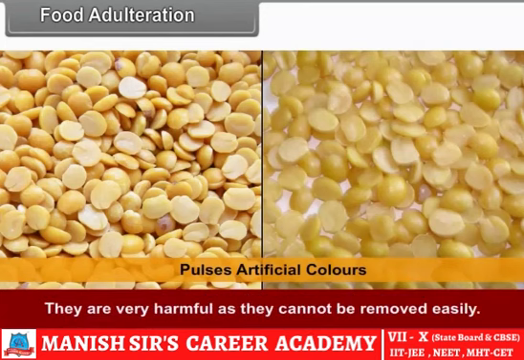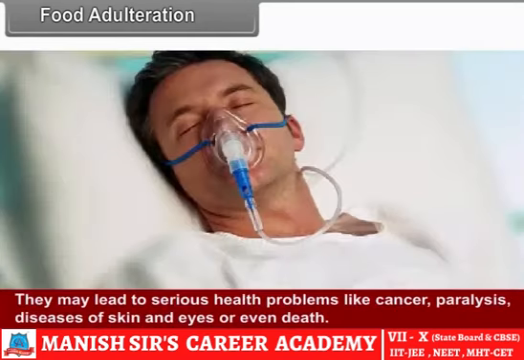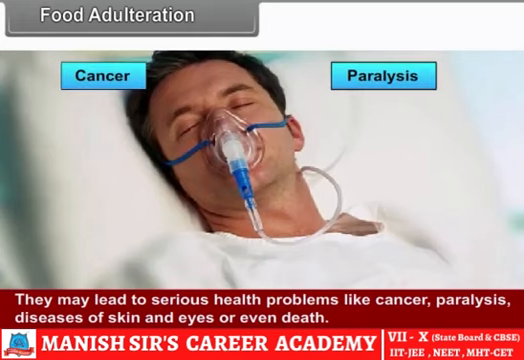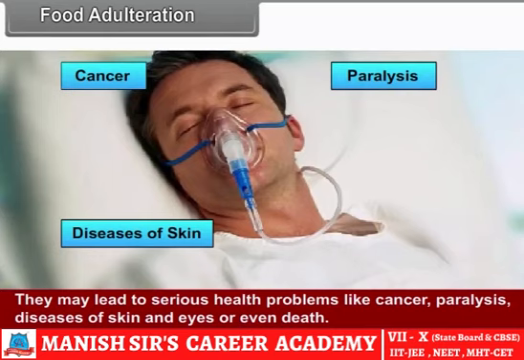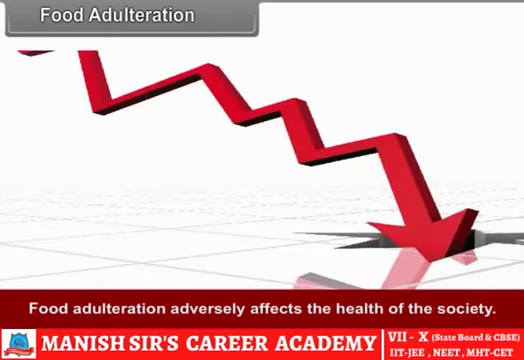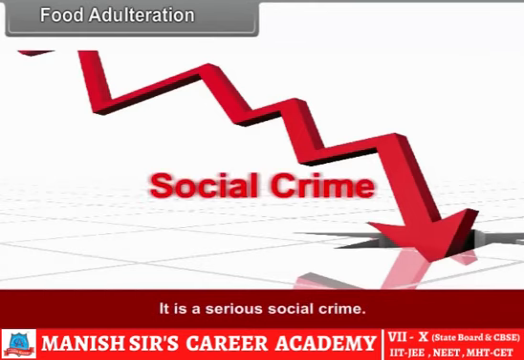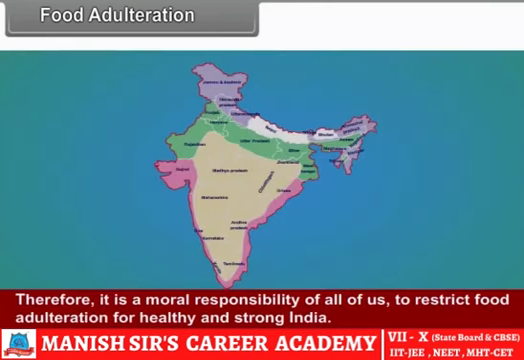They are very harmful as they cannot be removed easily. They may lead to serious health problems like cancer, paralysis, diseases of skin and eyes, or even death. Food adulteration adversely affects the health of the society. It is a serious social crime. Therefore, it is a moral responsibility of all of us to restrict food adulteration for healthy and strong India.